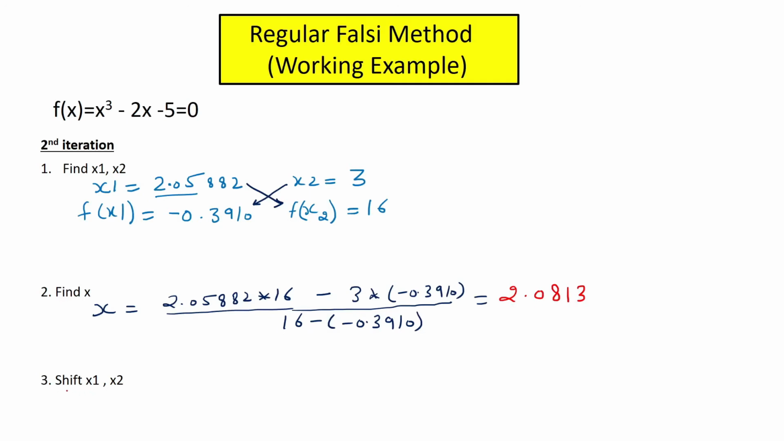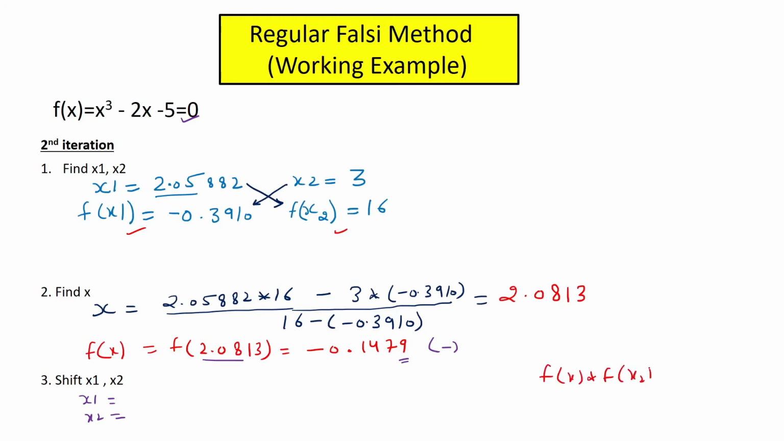Now before moving further to the third step, I want the value of f of x, as we did in the first iteration also. So I have to find f of 2.0813. After putting this value of x inside this equation, I will get the value of f of x, and it is a negative value. Now I move to the third step, and I have to change x1 and x2 based on those two conditions. Now f of x is negative, this is negative and this is positive, and I want opposite sign values. Here f of x and f of x2 are of opposite sign, so my relation f of x into f of x2 less than 0 will be correct. This is negative and this is positive.